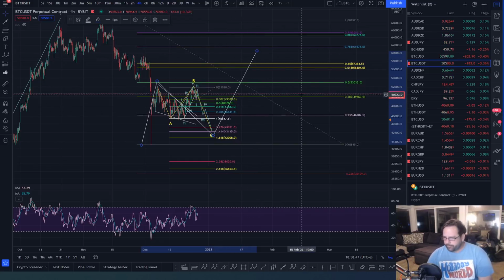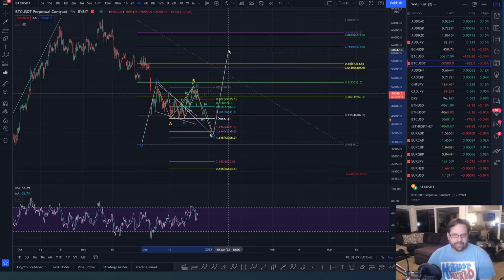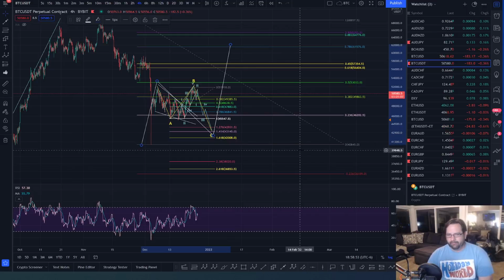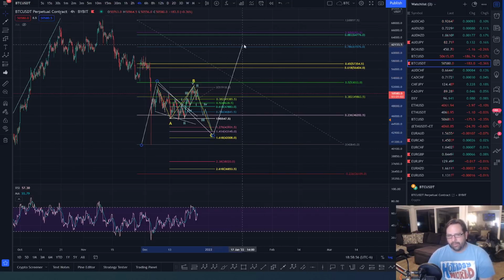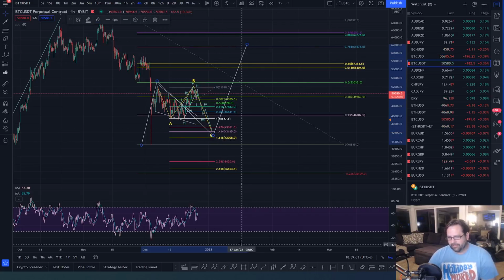Now, it could go up a lot faster. It could go up in one day, very, very fast. I don't know what the market makers have in store, okay? But the way I have it drawn right here, just like this, that's the 17th of January, okay?